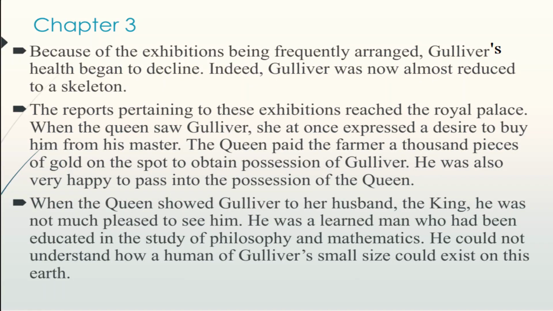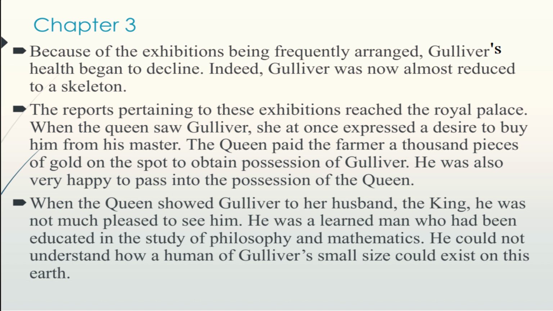Chapter 3. Because of the exhibitions being frequently arranged, Gulliver's health began to decline. Indeed, Gulliver was now almost reduced to a skeleton. The reports pertaining to these exhibitions reached the royal palace. When the queen saw Gulliver, she at once expressed a desire to buy him from his master. The queen paid the farmer 1,000 pieces of gold on the spot to obtain possession of Gulliver. He was also very happy to pass into the possession of the queen.